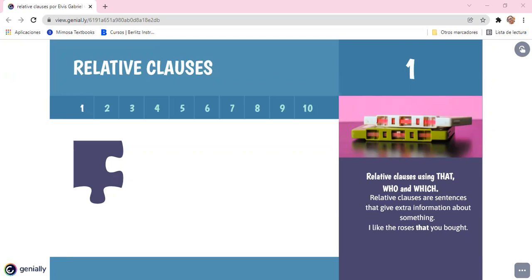In this lesson, we are going to discuss the use of relative clauses. Relative clauses are sentences that give extra information about something. In the sentence, for example, I like the roses that you bought, we are actually connecting two sentences using the words that, who, and which. They are going to take the name of relative pronouns. Relative pronouns give the name to relative clauses.